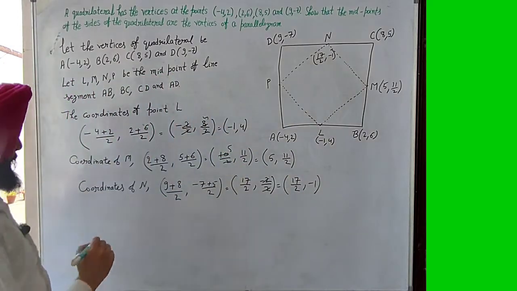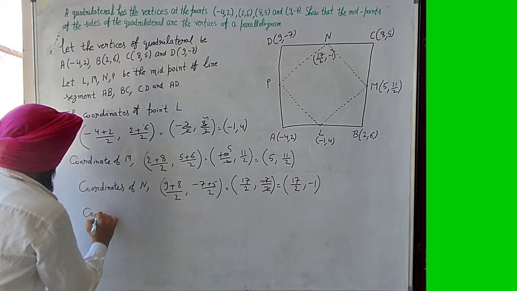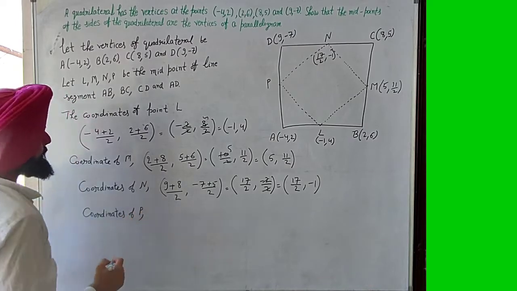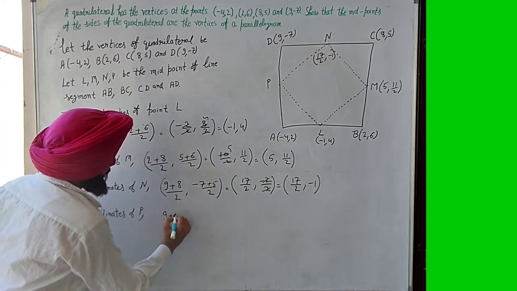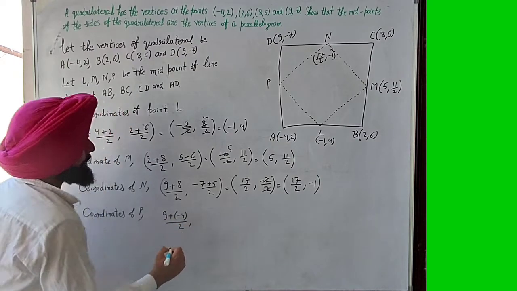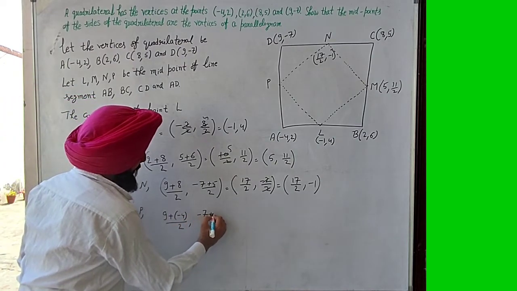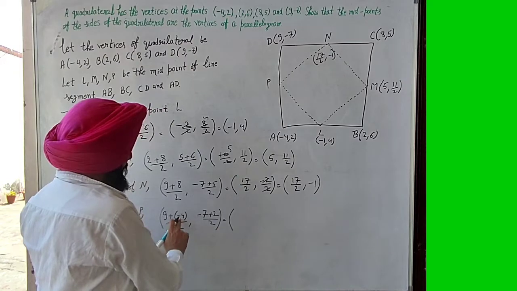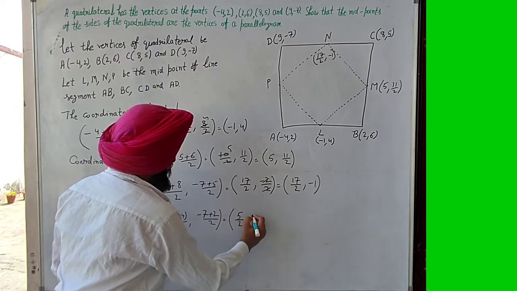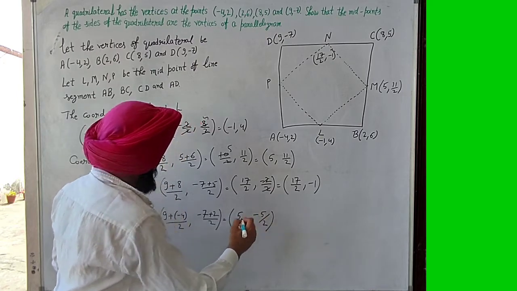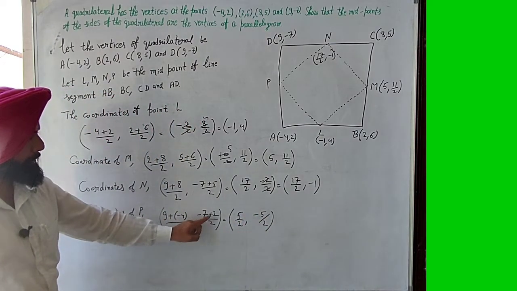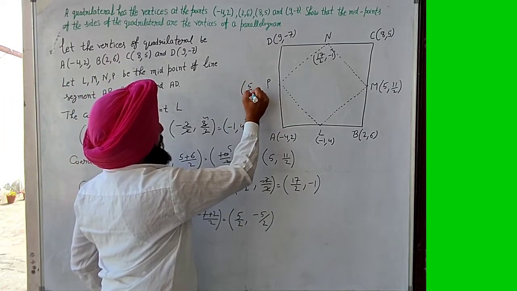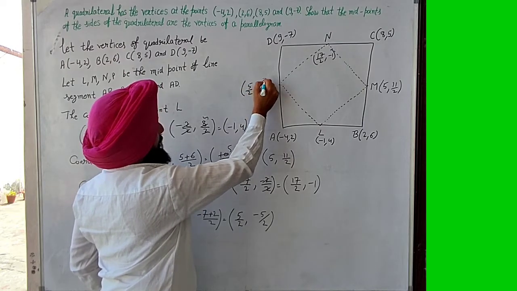Now coordinates of P: (9 plus -4) over 2 and (-7 plus 2) over 2. 9 minus 4 is 5 over 2 and -7 plus 2 is -5 over 2. That means coordinates of point P are (5 over 2, -5 over 2).